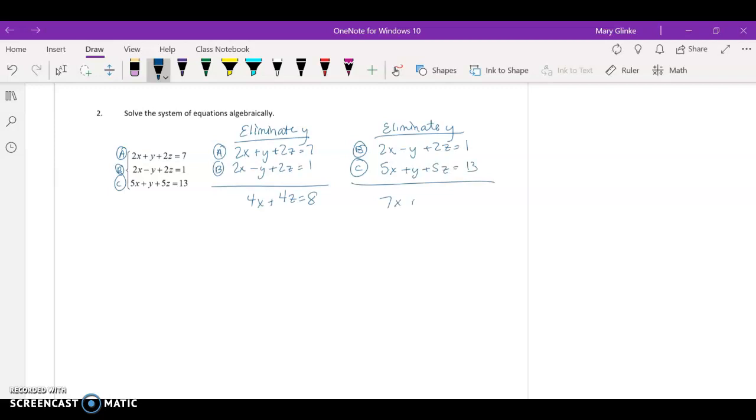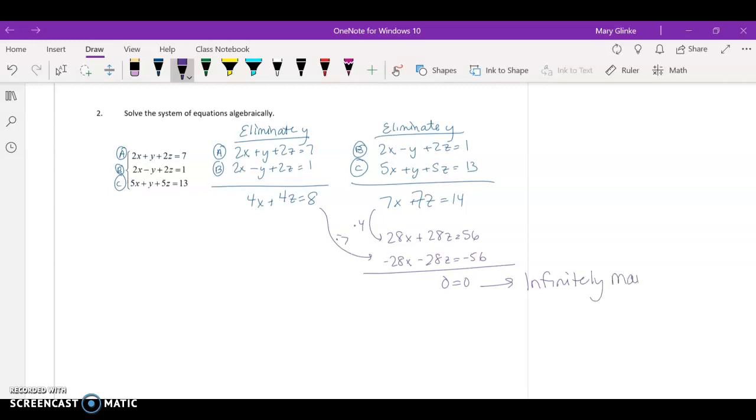I would get 7x plus 7z equals 14. So I'm going to use elimination once again. I'm going to multiply by 4. I'm going to multiply by 7. I'll make it a negative 7. So I get another system here where all of these are going to end up canceling out. I get 0 equals 0, which means there are going to be infinitely many solutions.